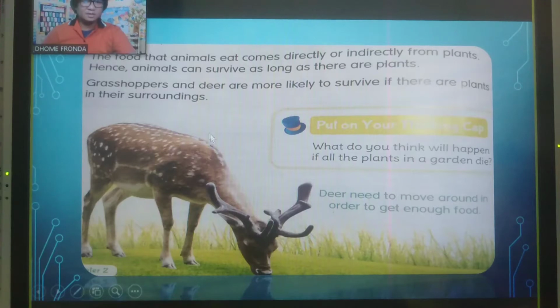Am I right? Okay, so put on your thinking cap. The question is, what do you think will happen if all the plants in the garden die? Oh my. So, what happened? Deer need to move around in order to get enough food. The animals might die, or they will move to another place to find food. Okay? So now let's go to the next one.